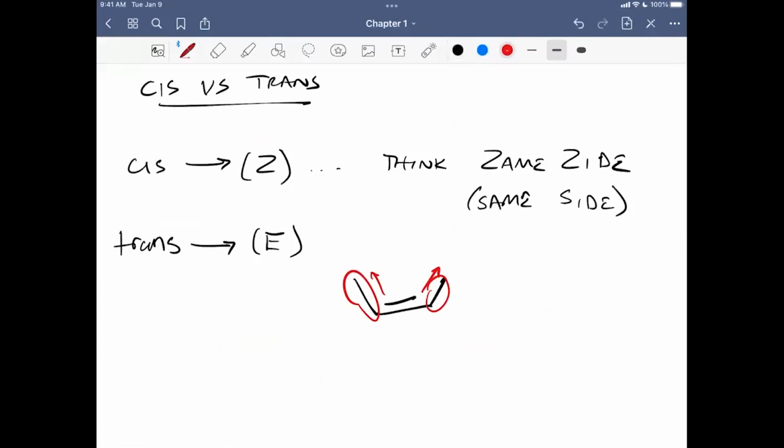And I felt that this was a good little practice. Cis, you can think of it as same side. So same side. And that is the Z. So when you go in naming and you have to indicate if that double bond is cis or trans, cis would be Z. So you would put a Z before anything else. Okay, and then for trans, it's E. There's not really a good way of thinking about that. An example of trans would be if you have something like this. So this is going down from the double bond, and this is going up from the double bond.